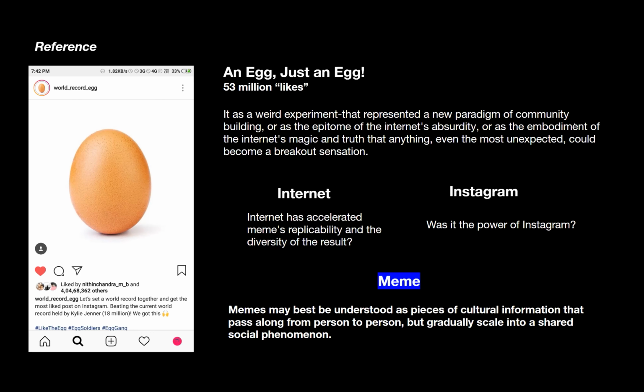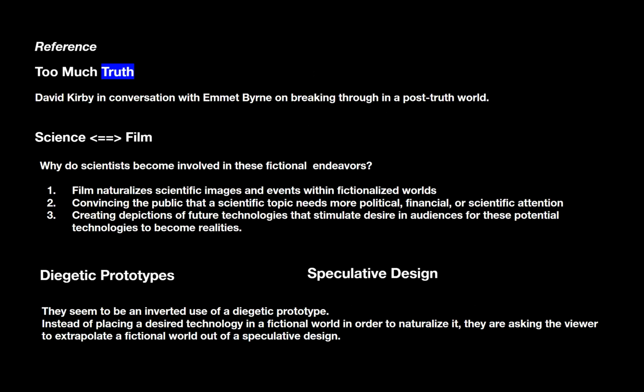A meme can best be understood as a piece of cultural information that is passed along from person to person, but gradually scales into a shared social phenomenon. So we see that a piece of information, a small piece of information, has the potential to become a culture or a social phenomenon in the future. This part is another article called "Too Much Truth." It is about why scientists should become involved in those fictional areas, and it has three answers.